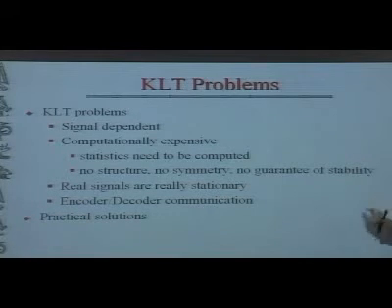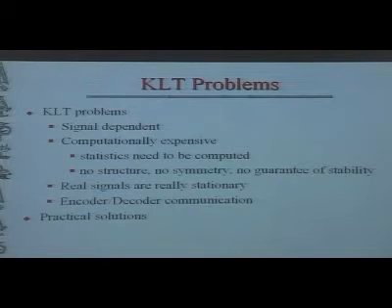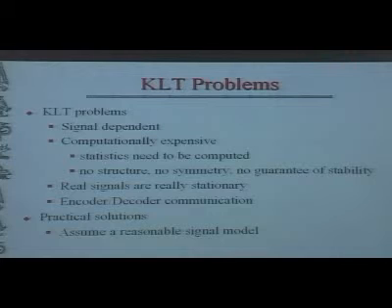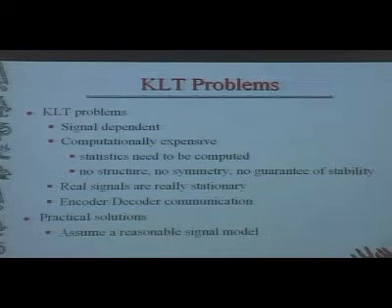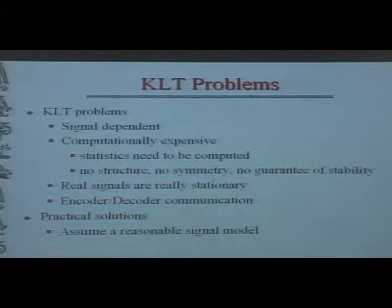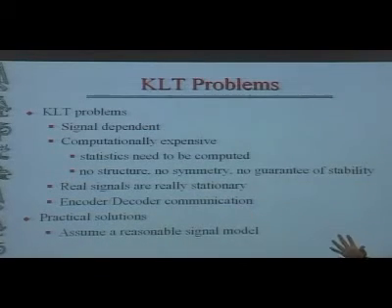So how do we solve this in practice? Now that we learned this very powerful lesson, we should design a good transform as the set of eigenvectors, but in order to solve this problem, we have to assume a reasonable signal model. If we have a reasonable signal model, we can compute the RXX in advance, and it stays the same. We send that RXX over just one time, and then we're done. We establish the encoder-decoder communication, and after that, we just use that same set of basis functions.